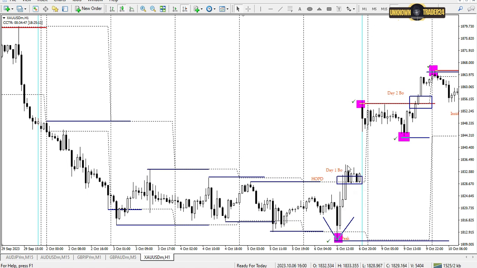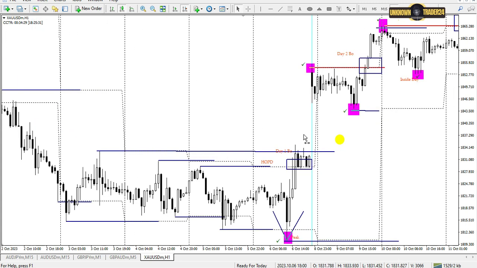You see, this is a break of structure. They broke the recent high. This becomes the break of structure. This is what shows you that momentum is now strong to the upside. Then they correct, and as you see, they continue. So that's what we need.